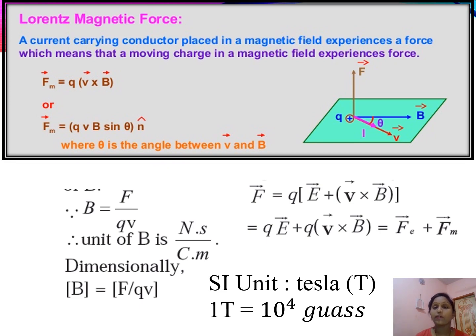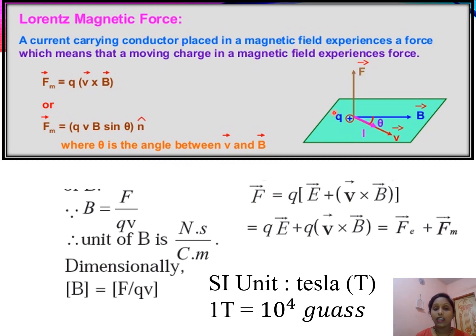Imagine a current flowing through a wire is held in your right hand. Your thumb points in the direction of the current. Curled fingers point in the direction of the magnetic field. Let's see what magnetic force is. When a current carrying conductor is placed in a magnetic field, it experiences a force.